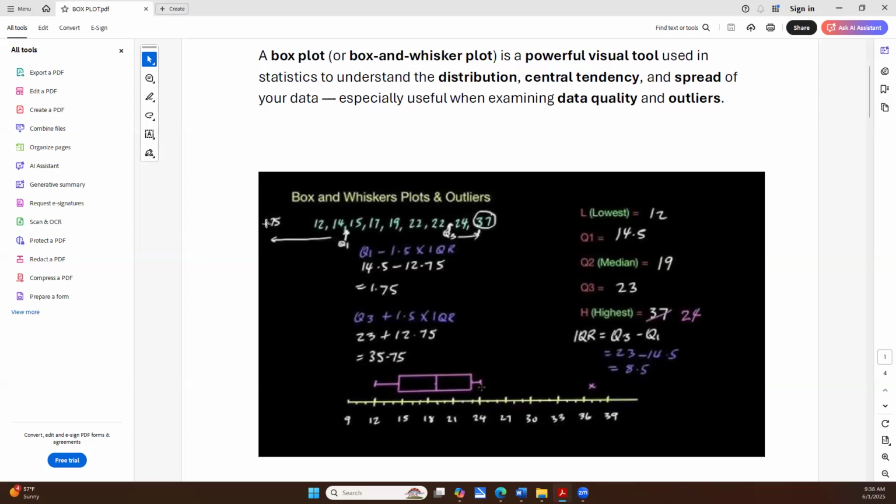Are you clear? It is coming from 1.75 to the nearest one, whereas here it is 35.75. It's actually the upper line. The nearest one will be like 37. No, 37 is the outlier, that's what it is, beyond that upper bound. Why are we just defining the upper bound? Because beyond that value, everything comes under outlier, even beyond the lower bound also.